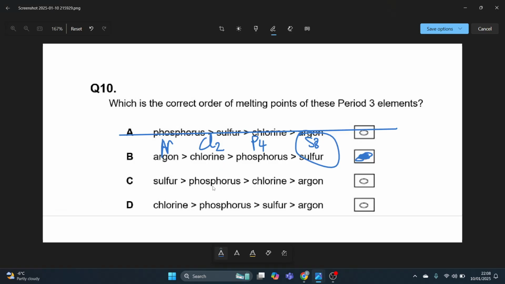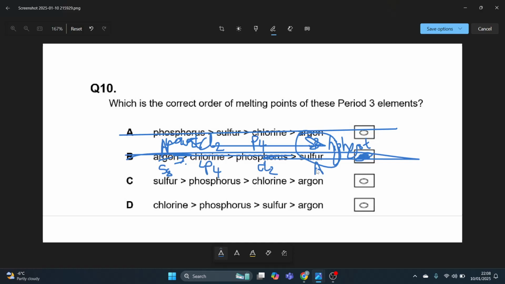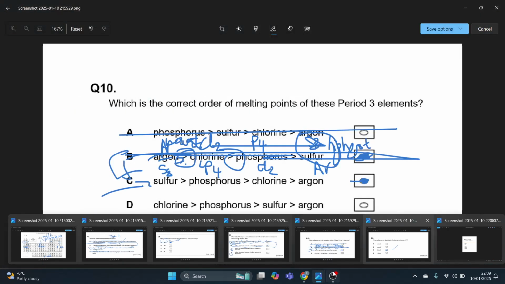10C. Oh my days. I thought it was lowest to highest for 10B, but I just completely forgot. That means that's greater than that, that's greater than that, and that's greater than that. So it's definitely not B. It would be C, because that's S8, that's P4, that's Cl2, and that's Ar, which has the lowest melting point. So it is C. Just an extremely silly mistake. I just read it and didn't see those signs. But the answer is 10C. And that's the end of these multiple choice questions.